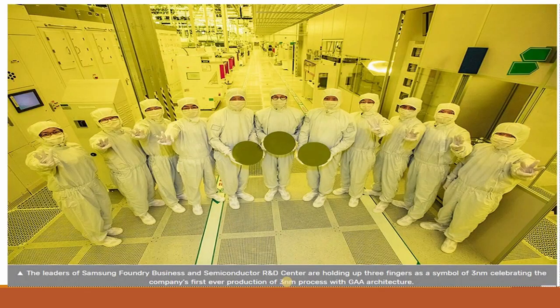So this is the leader in the Samsung foundry business. The semiconductor R&D center staff are holding up three fingers. Three fingers means what? A symbol of technology, 3 nanometers, celebrating the company's first-ever product on the 3 nanometer process with GAAFET architecture. They used the same technology process, and they used GAAFET, the gate all-around field effect transistor.